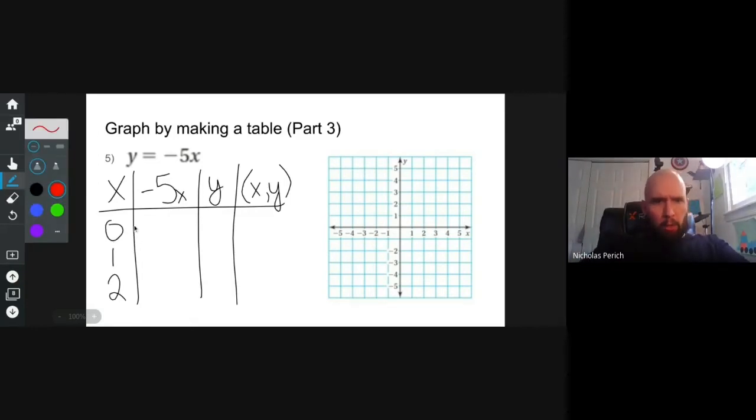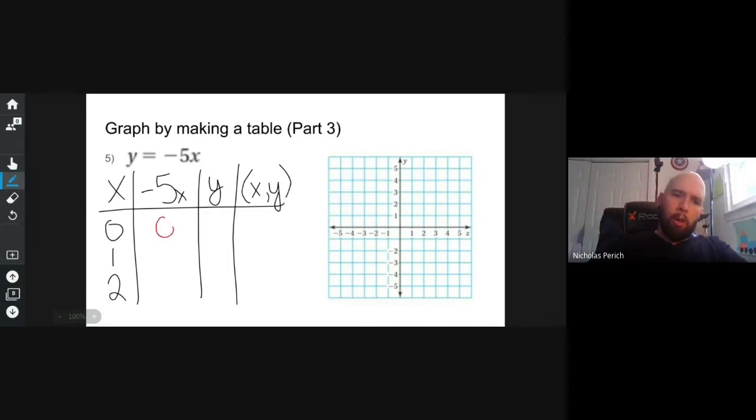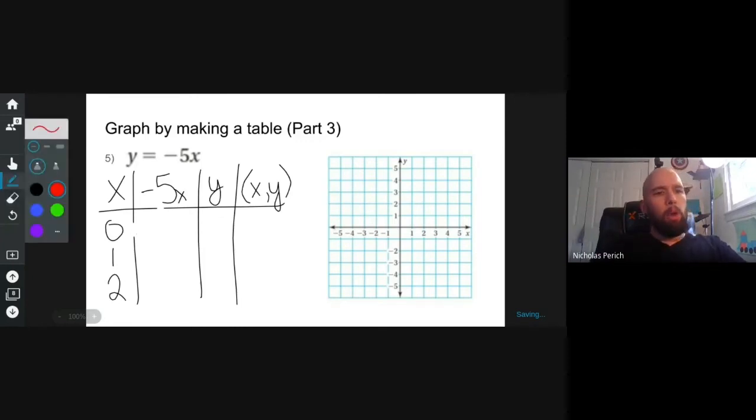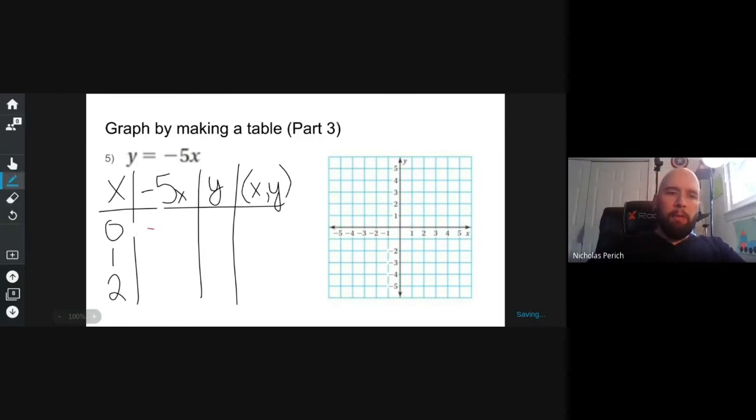If I pick 0, then I do -5 times 0, which is 0. So you know what? Maybe I should have drawn that out. If I pick 0, I'm going to do -5 times 0, which becomes 0. So my X was 0. My Y was 0. That gives me the point 0, 0.